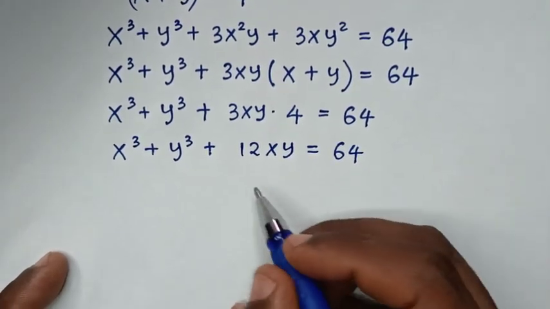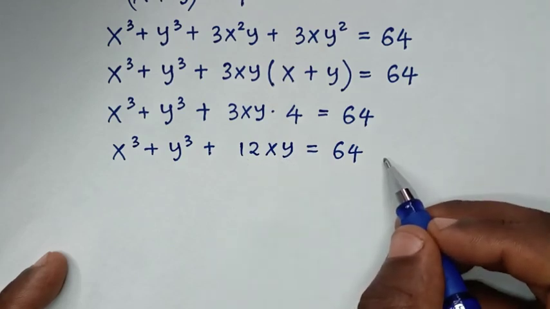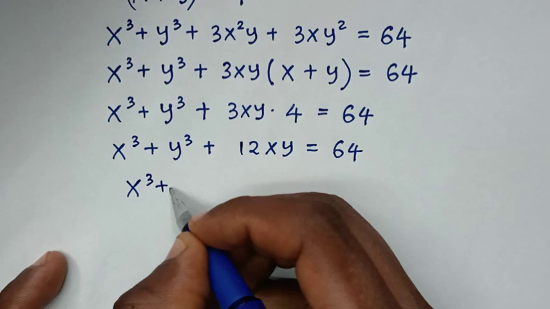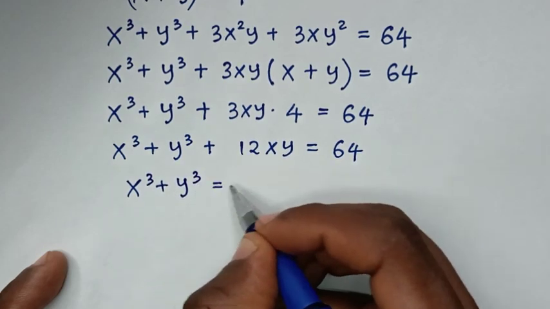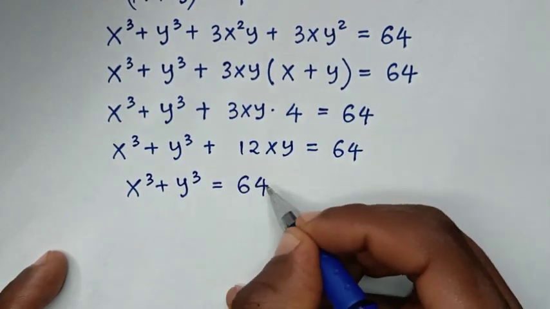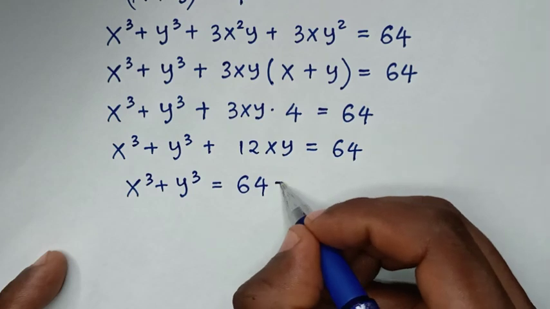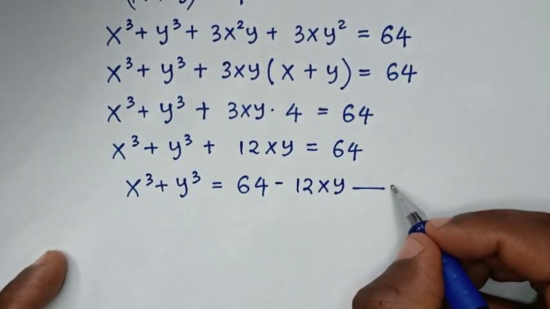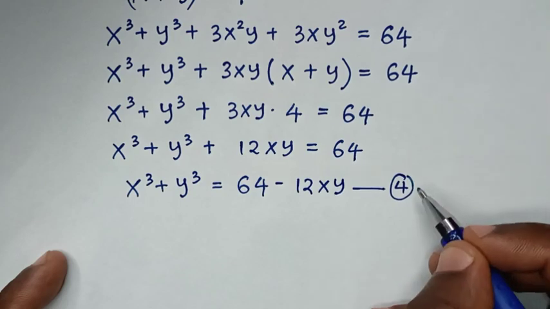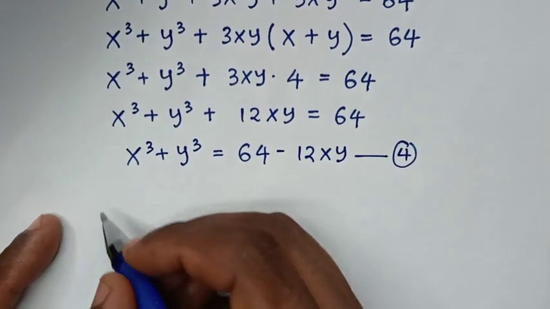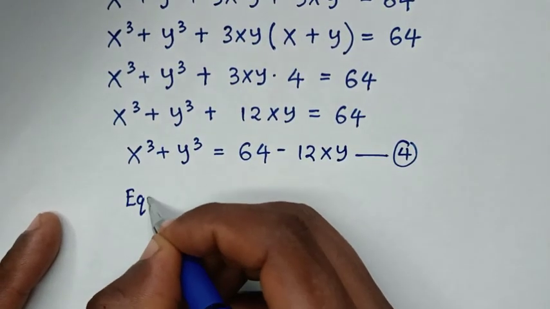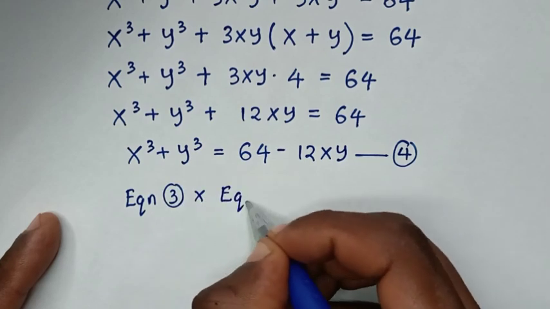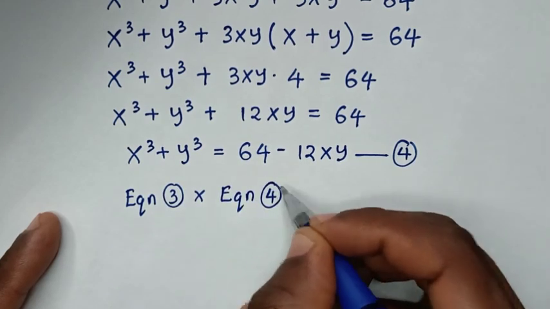Then in the next step, this will be taken to the right side. So it will be x power 3 plus y power 3 is equal to 64 minus 12xy. So we call this equation 4. Now in the next step, we'll take equation 3 times equation 4.